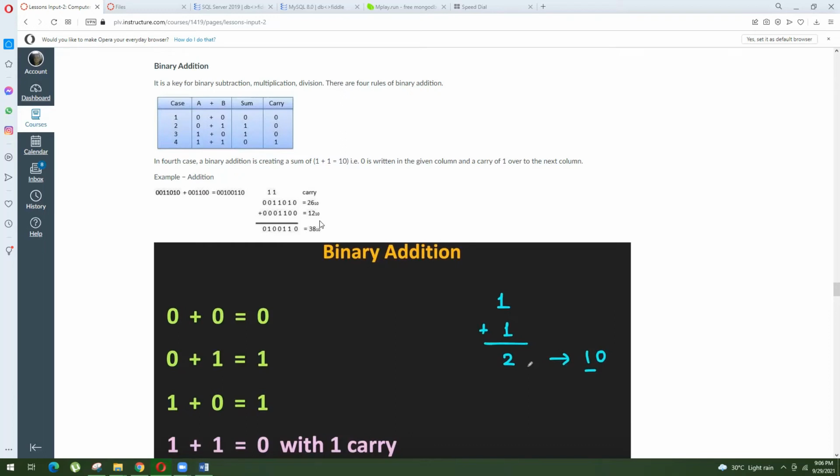Okay, so how did it come to this? 0 plus 0 is 0, 1 plus 0 is 1, 0 plus 1 is 1, 1 plus 1 is 0, carry over 1. So 1 plus 1 plus 0 is 0, carry over 1. 1 plus 0 plus 0 is 1. 0 plus 0 is 0.